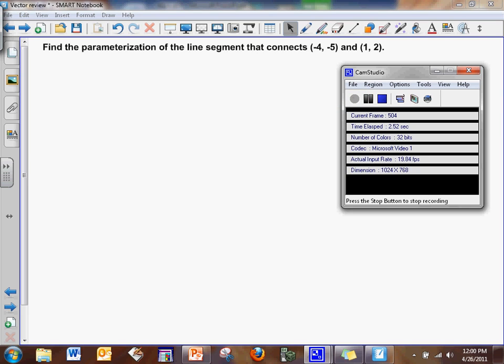All right, here's the second example I'm going to post on my blog. I'm also going to post another vector example, but this one has to do with the parameterization of a line segment that connects those 2 points.